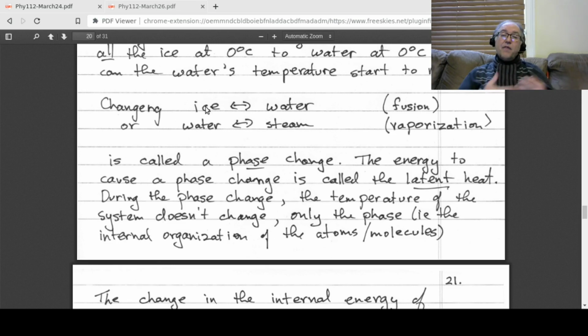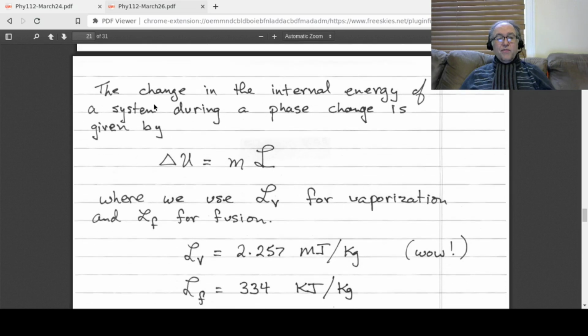So there's a latent heat of fusion, the solid-liquid transition, but there's also a latent heat of vaporization, and that is the liquid-gas transition. There's a latent heat associated with that transition too. So what's the formula here? The internal energy changes during the phase transition, and if you want to go from, say, water at 0 degrees Celsius to ice at 0 degrees Celsius or vice versa, how much energy do you have to add or subtract? That's given by this formula.